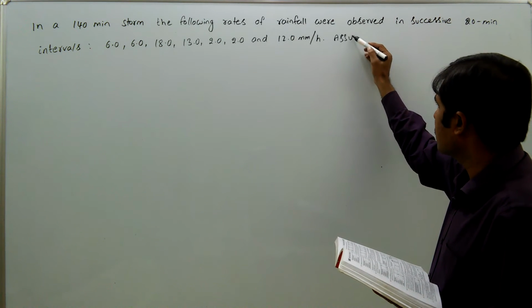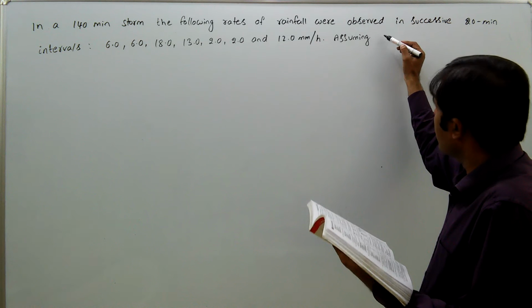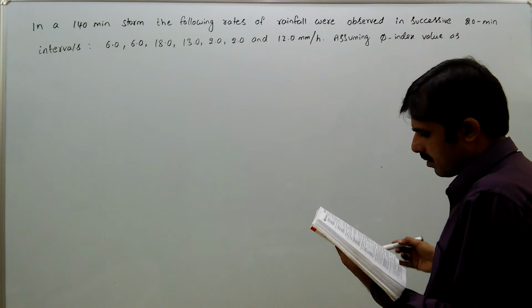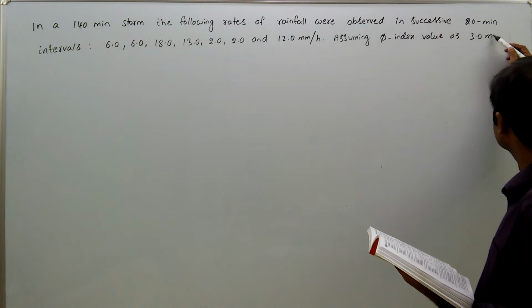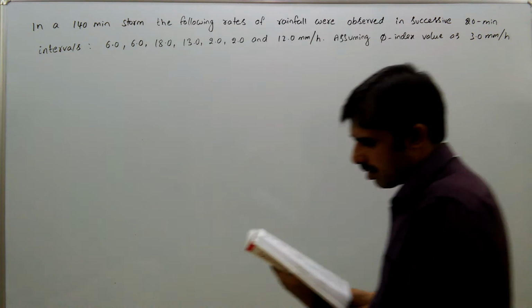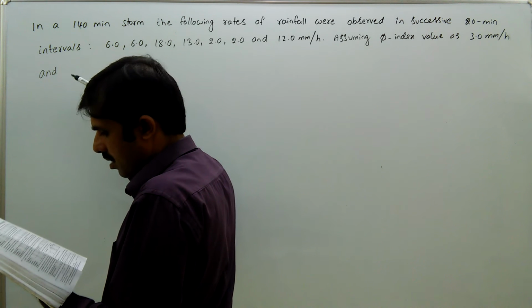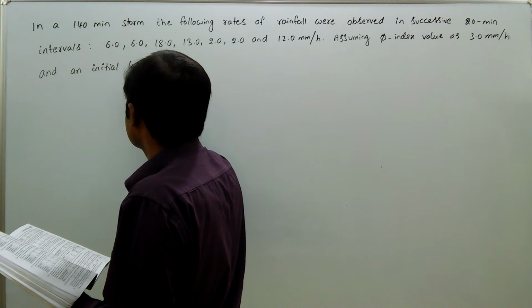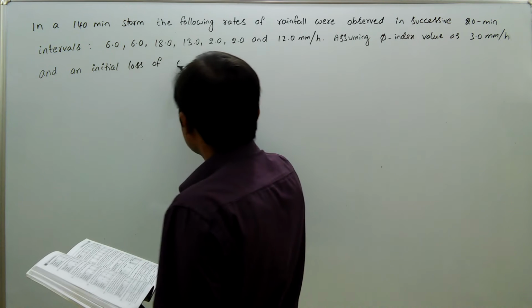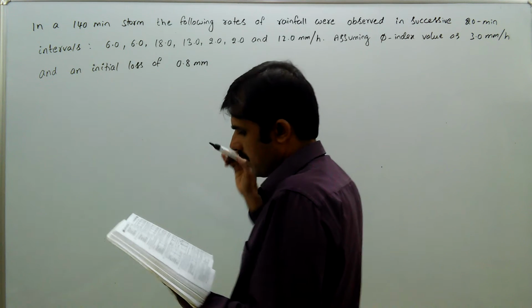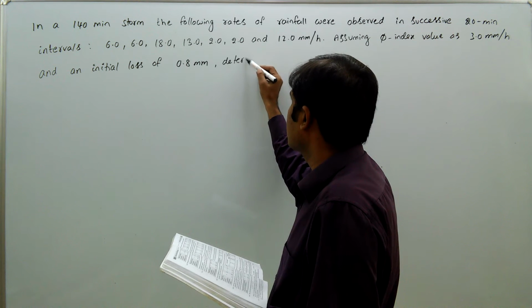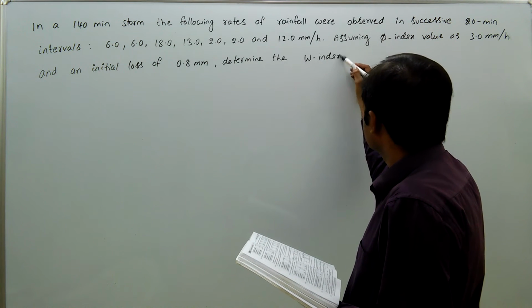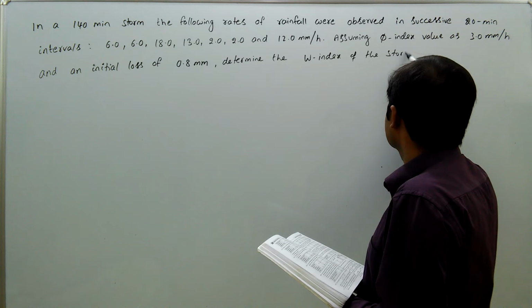Assuming the pi index value as 3 mm per hour and an initial loss of 0.8 mm, determine the W index of the storm.